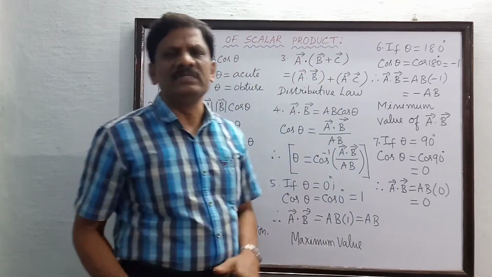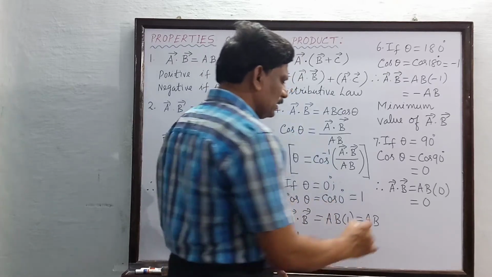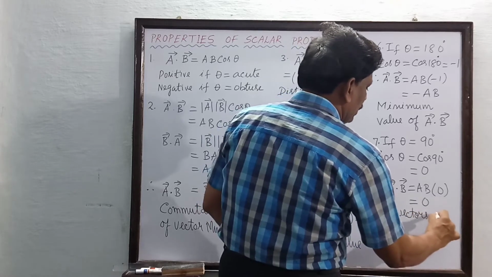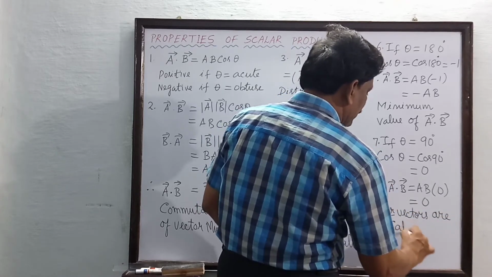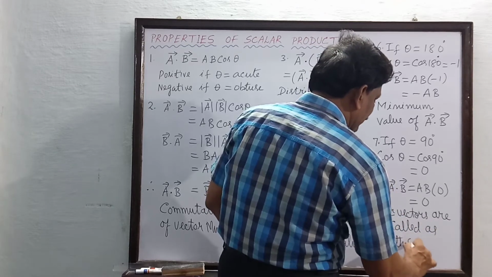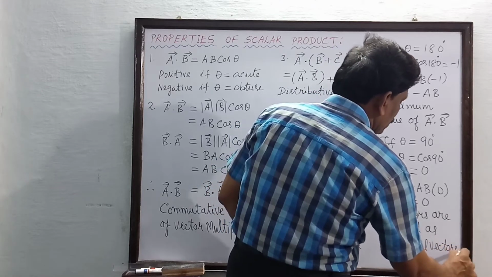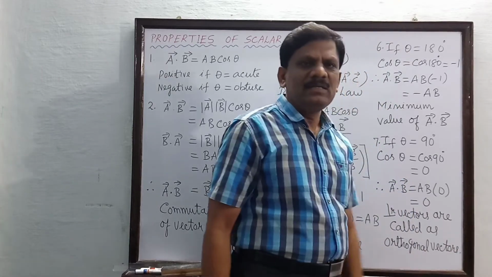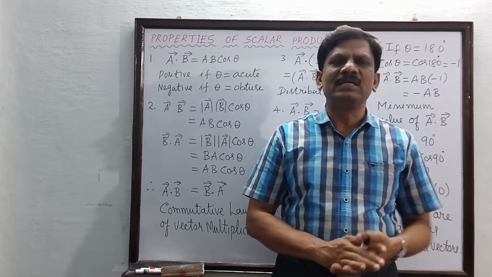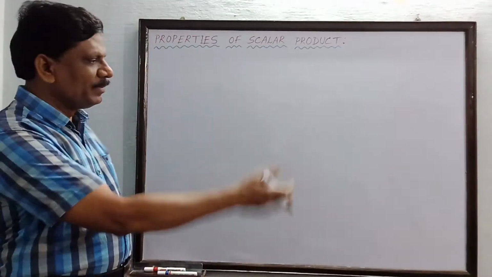So such vectors which are perpendicular to each other are called orthogonal vectors. So perpendicular vectors are called orthogonal vectors. So these are the 7 properties we have studied, and the next sequence of properties I am going to explain again after erasing the board. Yes, now 7 properties are over.